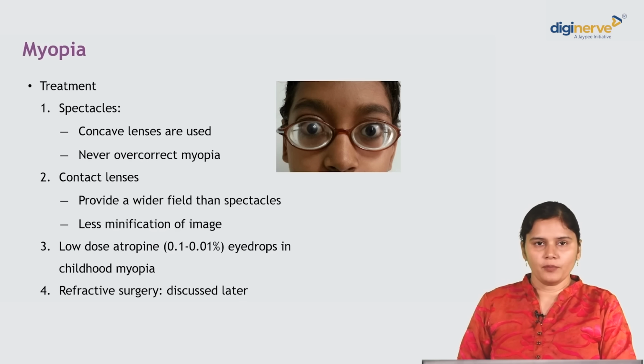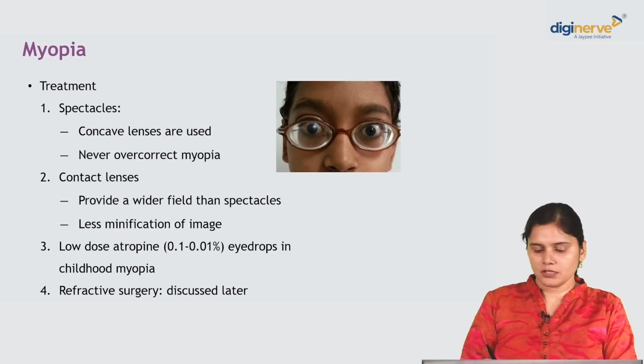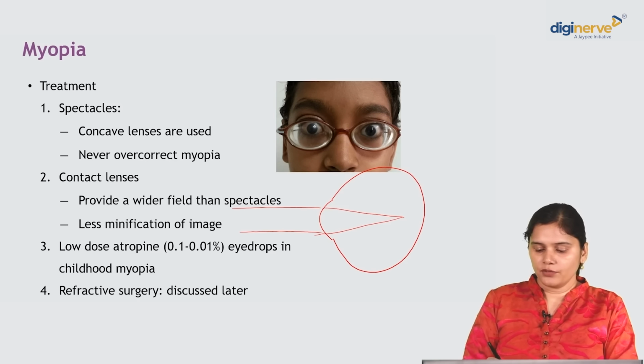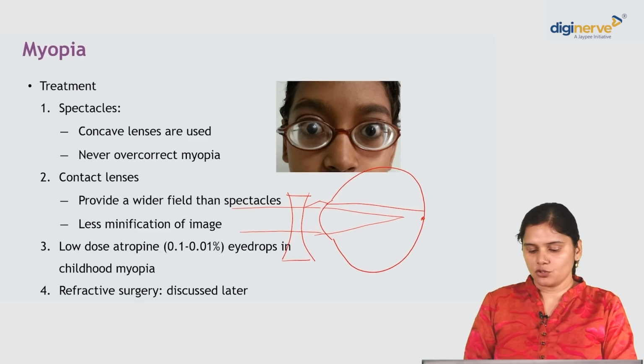Coming to treatment of myopia. When we saw what happens in myopia, parallel rays of light are being focused in front of the retina. Therefore, we need to diverge these rays more so that the focus shifts posteriorly. To diverge these rays, we use concave glasses. Concave lenses diverge these rays so that now the focus is actually on the retina itself.